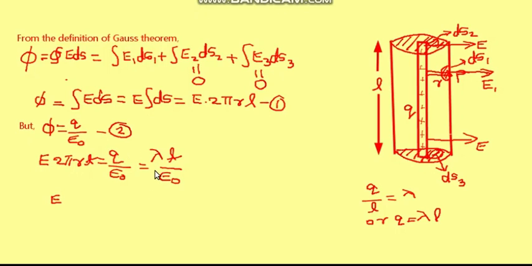E 2 pi R is equal to lambda by epsilon 0. Therefore E is equal to lambda by 2 pi epsilon 0 R. So E is equal to lambda by 2 pi epsilon 0 R is the electric field due to a long, uniformly charged long conductor.